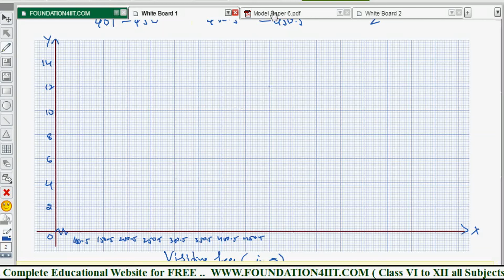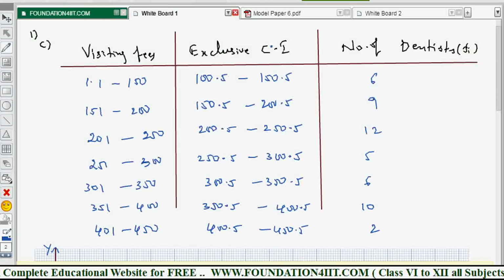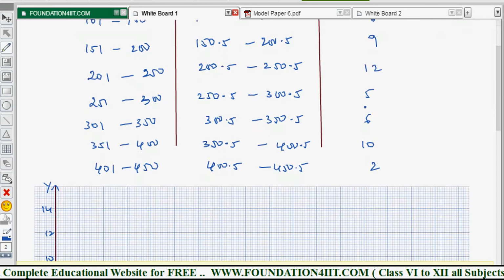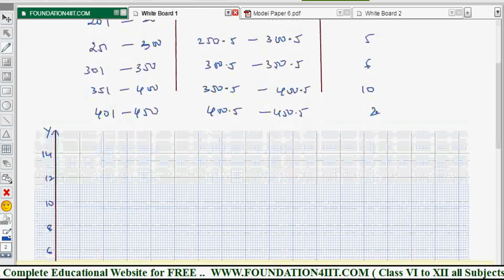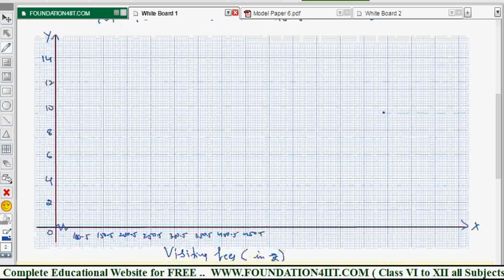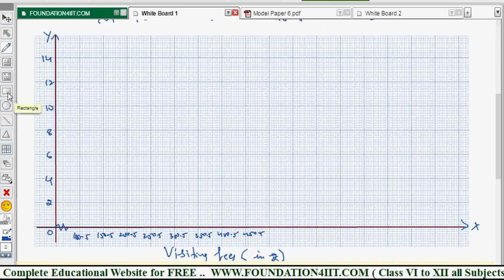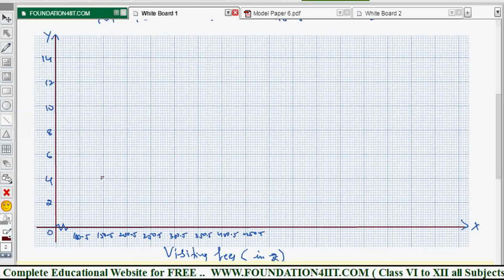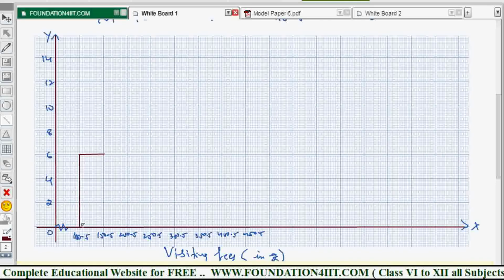Now we should make the histogram. So according to the table, now don't see the visiting fees, see exclusive case. 100.5 to 150.5 is number of dentists 6. Okay, up to 6 you can mark. Then next is 9, 12. Let me take this bar. So that is up to 6. So you join these bars.